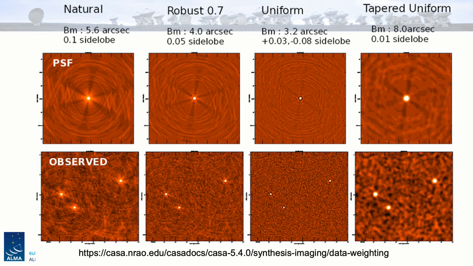Next to this, we have the tapered uniform example. This, by far, has the largest beam size and the lowest side lobes. And this will also produce the image with the lowest RMS noise.